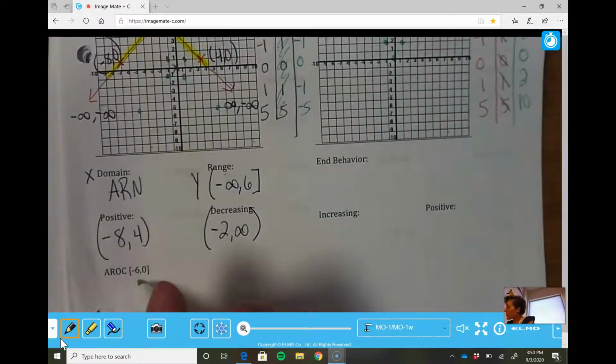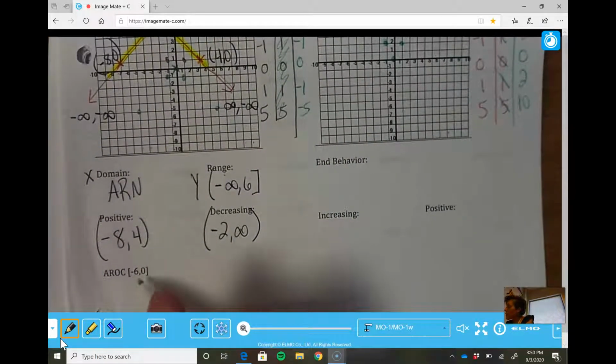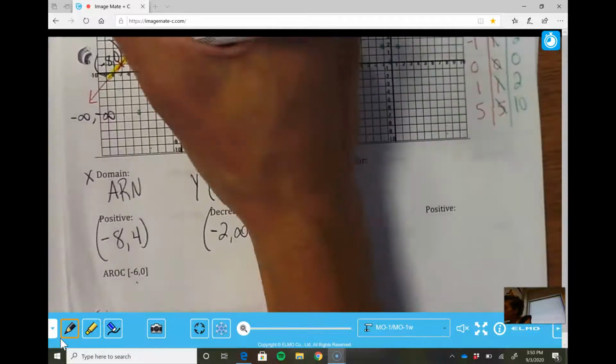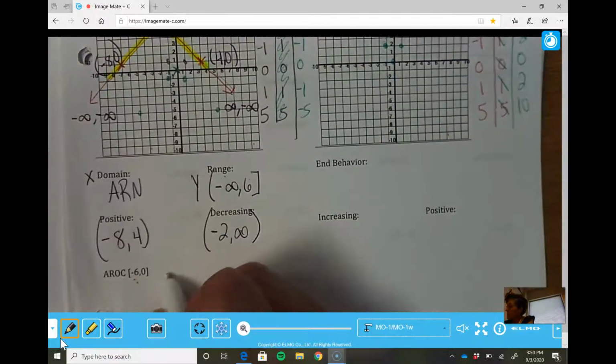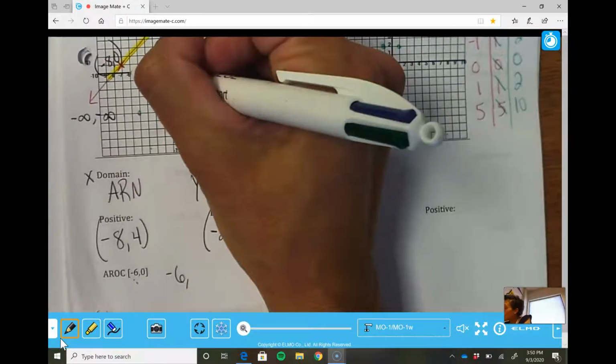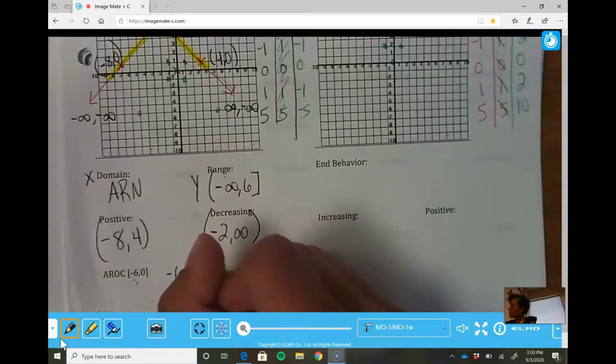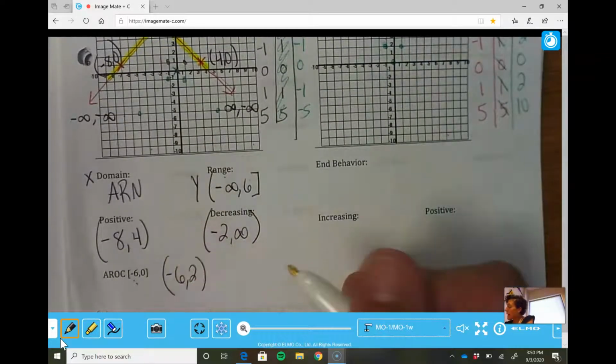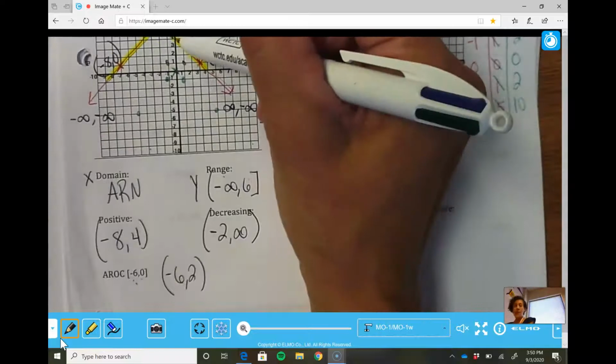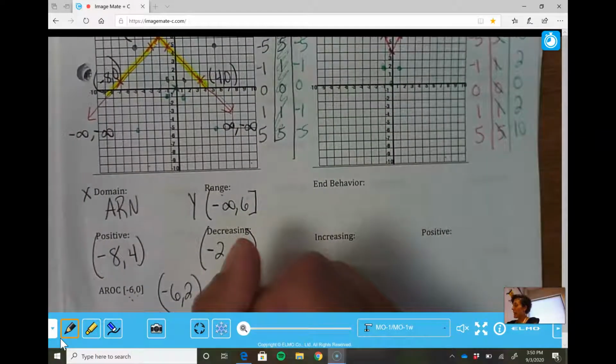Average rate of change, we're going to find a few more points. So if x is negative 6, that's what this means. What's the y value? So that is 2. And if x is 0, what's the y value? I know that's hard to see. That is 4. That's not very good 4.